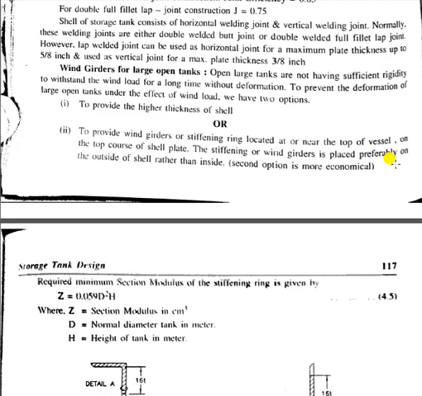The second option is more economical, because to increase thickness requires maximum cost and makes it difficult to design the storage tank. So it is better to provide a stiffening ring or wind girder, placed preferably on the outside of the shell. Using this, the tank can withstand the wind load.